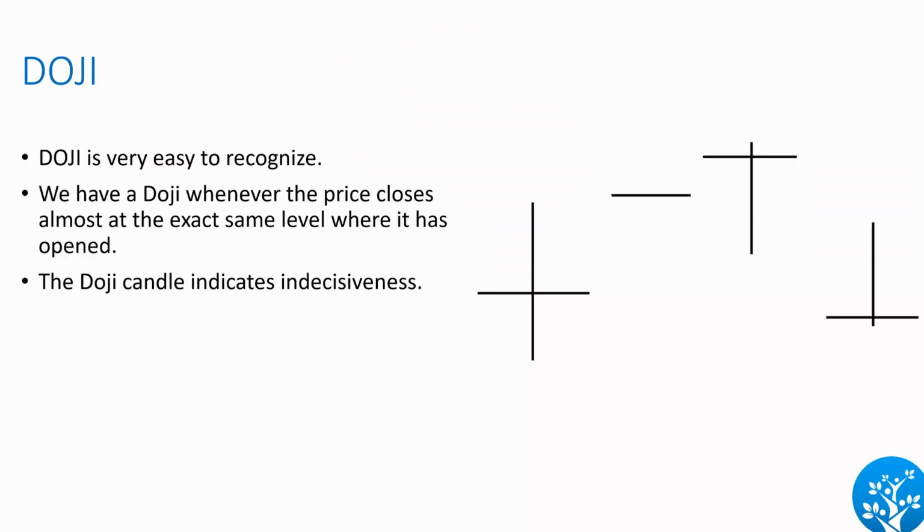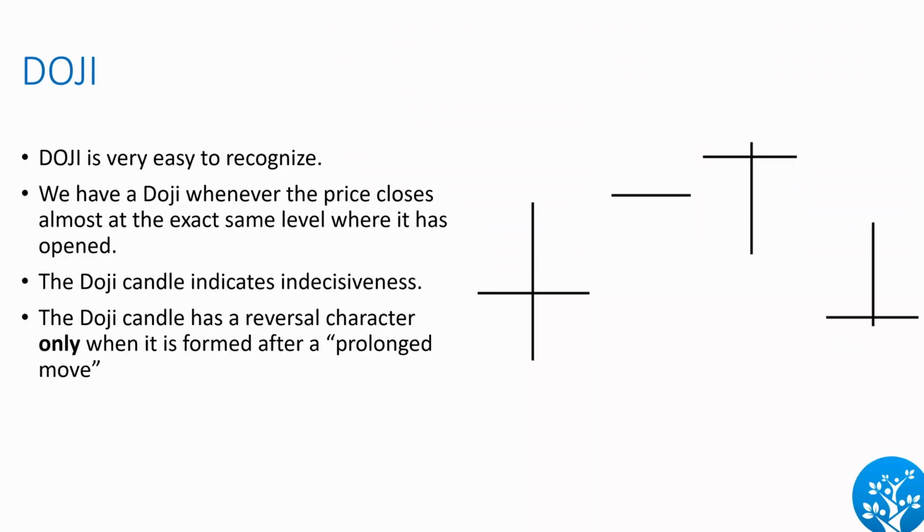These are the four different types of doji candles. There can be many. The main idea is that open and close are the same. The doji candle has a reversal character only when it is formed after a prolonged move. What it means is that, let's say the price is continuously going up, and then after a long move, you find a doji candle. Throughout the entire move upwards, it was all green candles. It was all bullish candles. The bulls were in power.